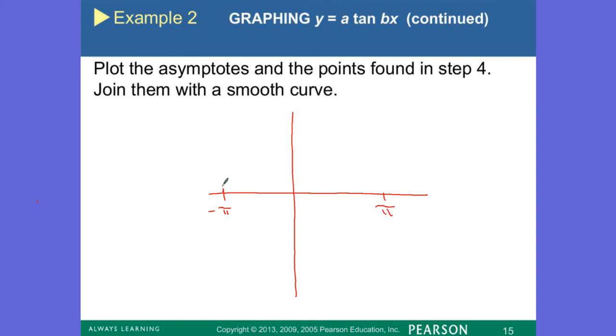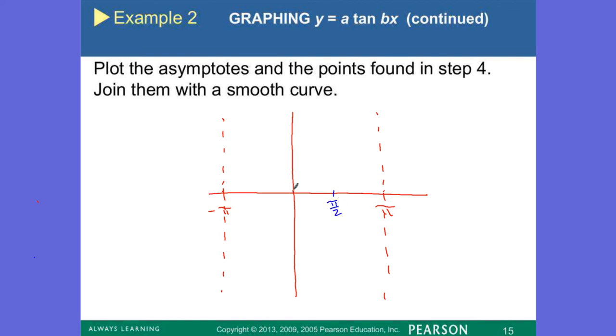Those are my asymptotes. All right. Those are my asymptotes. It looks pretty nice. All right. So now, let's see if you guys can figure this out. What is halfway between 0 and pi? Pi over 2.